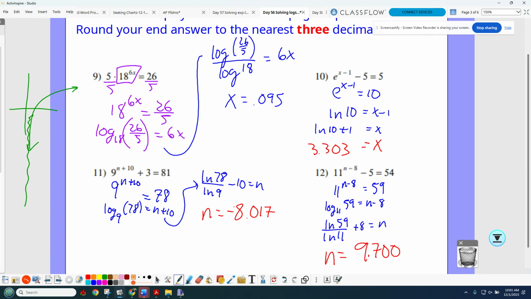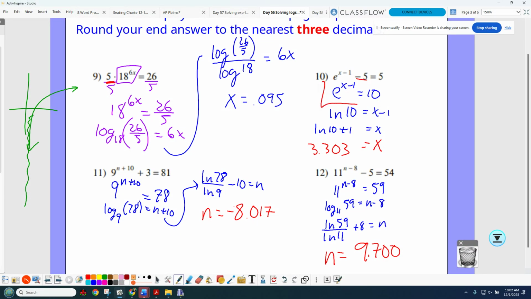Yes? Can you do 10? Okay, so first thing with all of these, get the irritating thing with the exponent by itself. Like in algebra, always we gotta isolate the thing with the variable. This one, I had to divide by 5 first, peel that off. This one, I had to add the 5 to the other side.